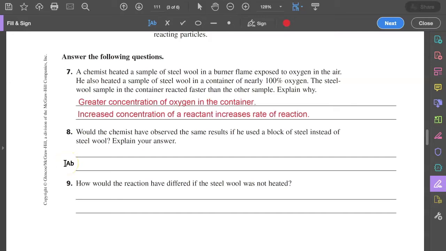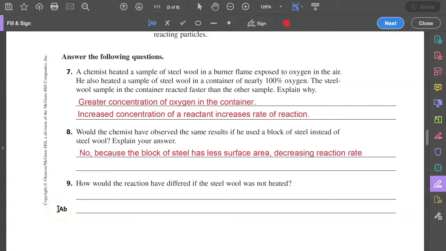Of course, it's because there's more oxygen in that container. Since there's more oxygen, and that's one of the reactants, we've increased the concentration of the reactant, which increases the rate of reaction. Would the chemist have observed the same results if he used a block of steel instead of steel wool? Explain your answer.